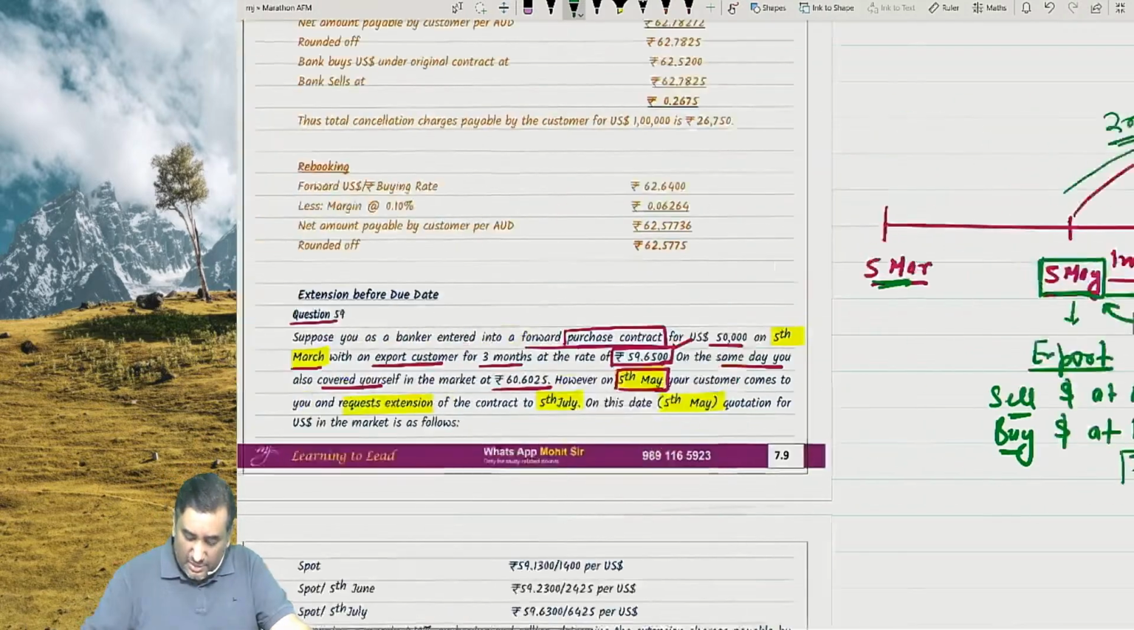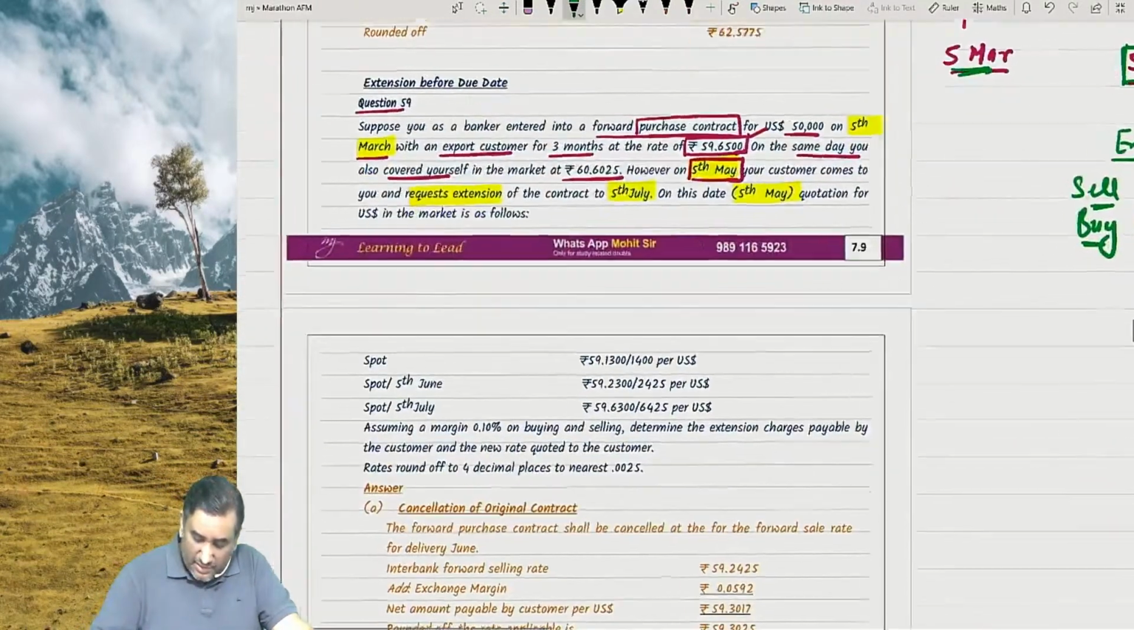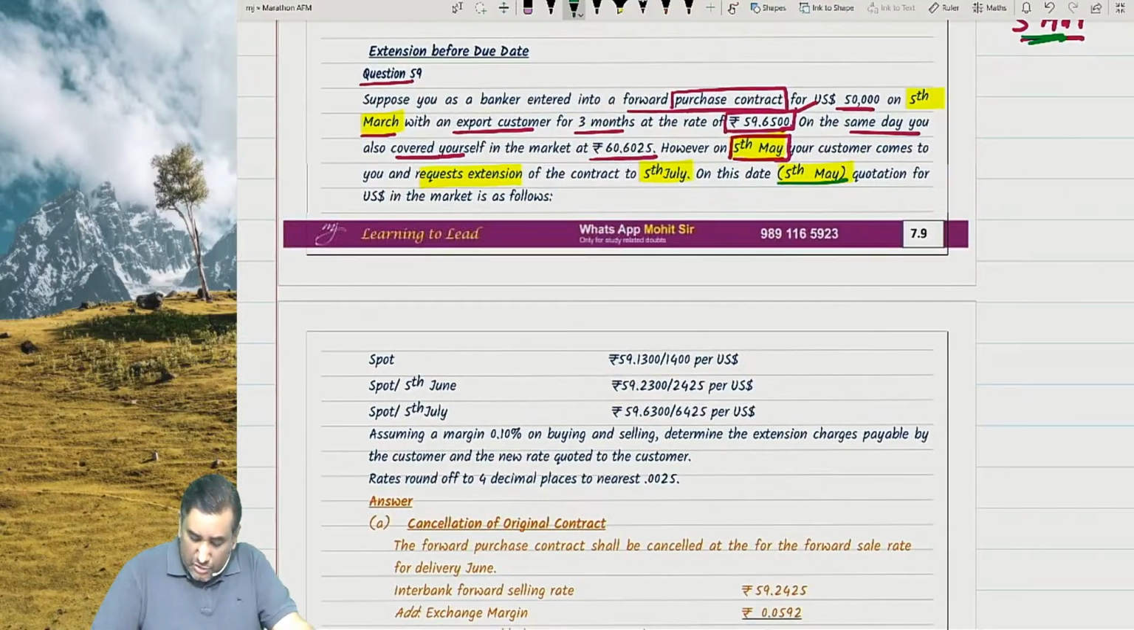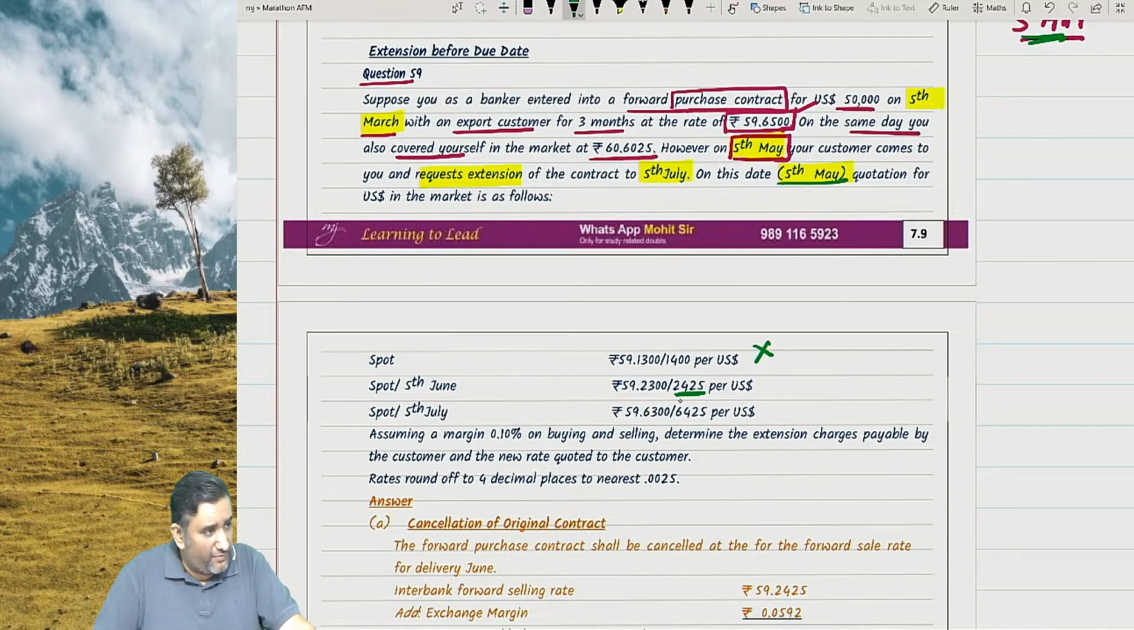Now let me look at the rates, please. Look up. Let's look at the rate. On 5th May, the spot rate is of no use because nothing is happening at spot on 5th May. What is happening is the forward rate. So the forward rate, which is the cancellation, is at 59.2425 because it's 1 month, 5th June. Sir, what is the meaning of spot? Don't worry about spot. Spot is representing T plus 2. So it's basically the 5th June, 1 month forward rate only.